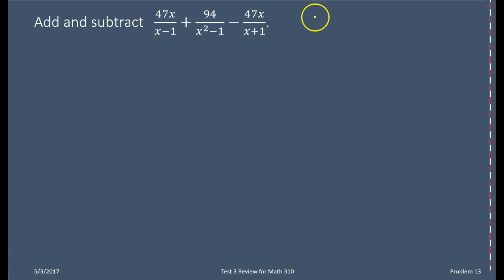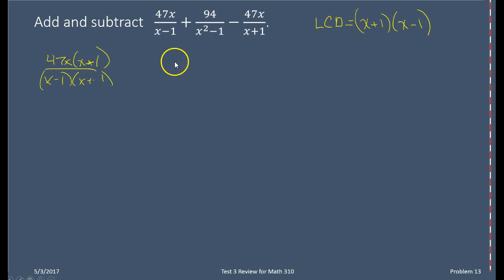We had a problem similar to this before, and we found out that our LCD was x plus 1 and x minus 1. So we have 47x over, and we have our x minus 1. We need an x plus 1, so we multiplied top and bottom by x plus 1. That doesn't look right. Let me erase it and put plus. And then our 94 already has both of them.